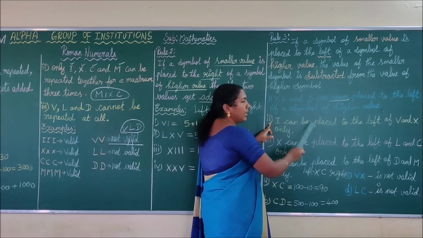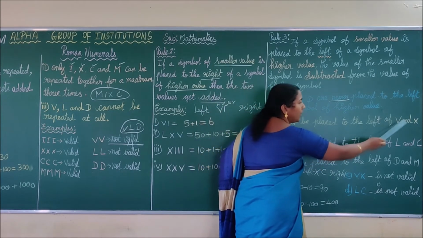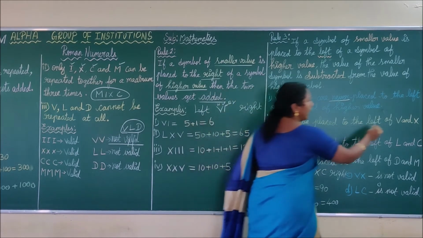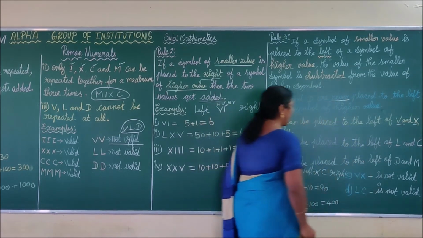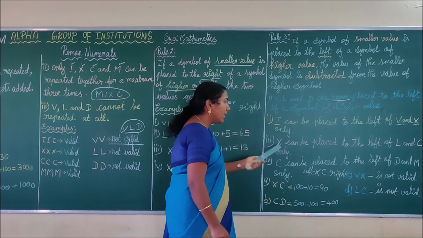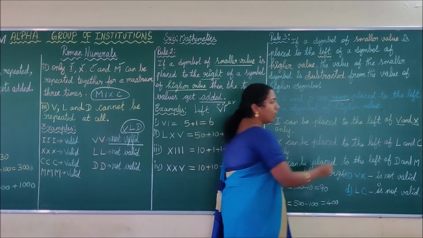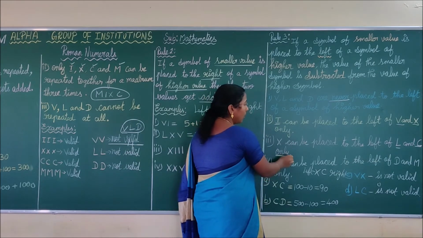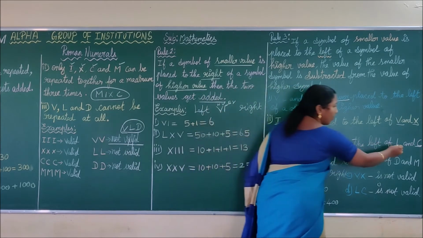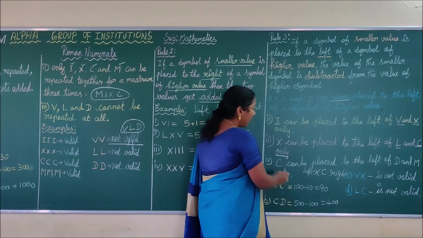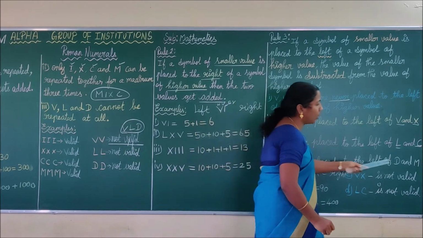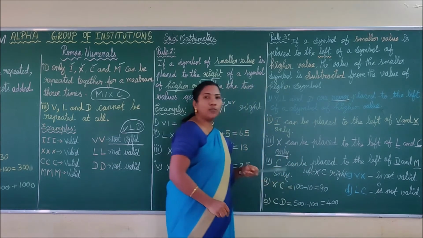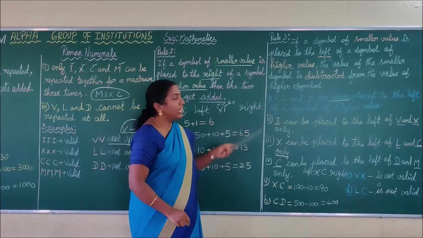Okay. See the next one. I can be placed to the left of V and X only. See here. I can be placed to the left of V and X only. And X can be placed to the left of L and C only. And C can be placed to the left of D and M only. I know these three rules may be confusing to you. Now I am going to give a hint for this also.